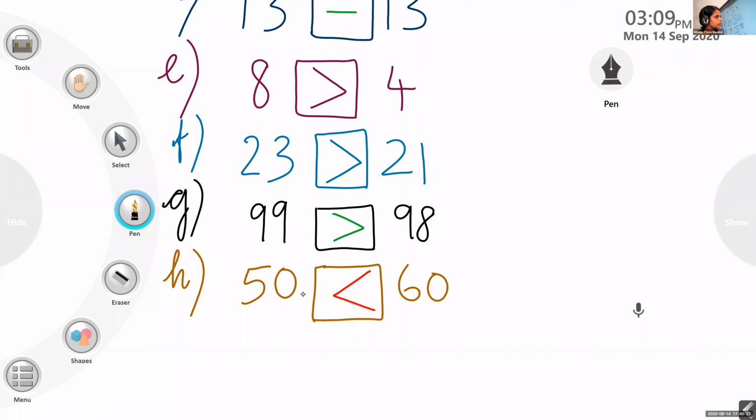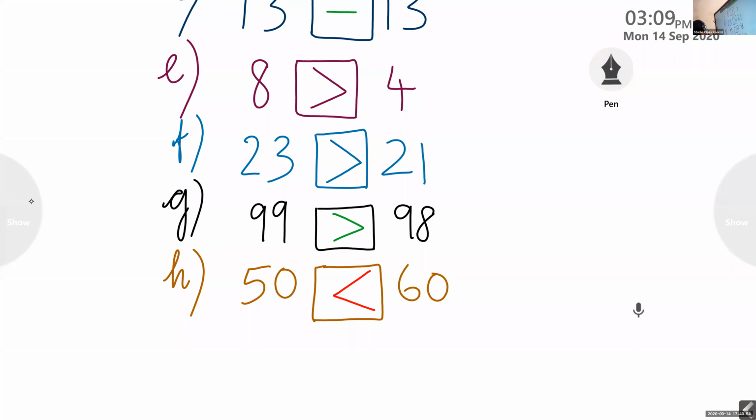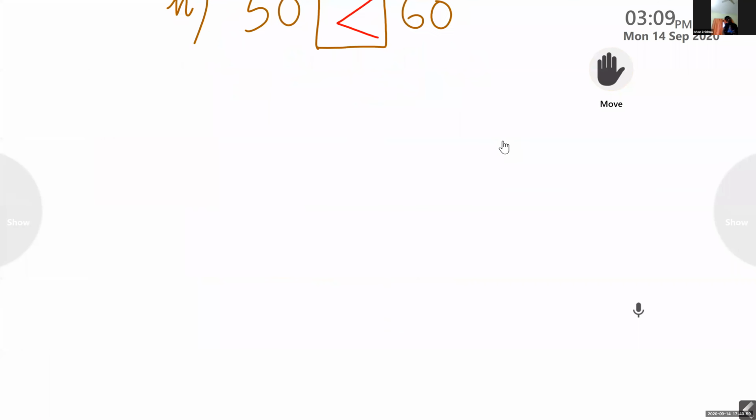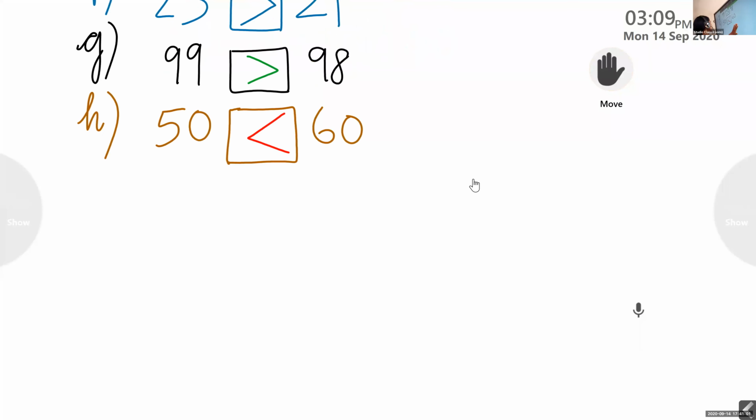Everybody completed? Shall we move to the next exercise? Is there anyone to complete? Okay, complete it. What about the 14, completed? Okay. So we will move to the next exercise. Take a fresh page.